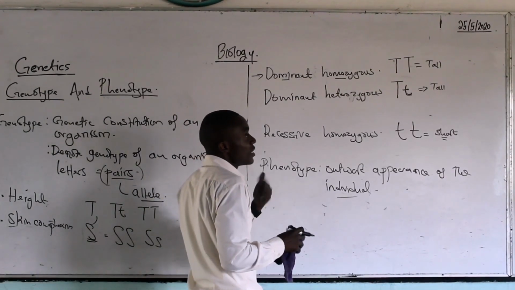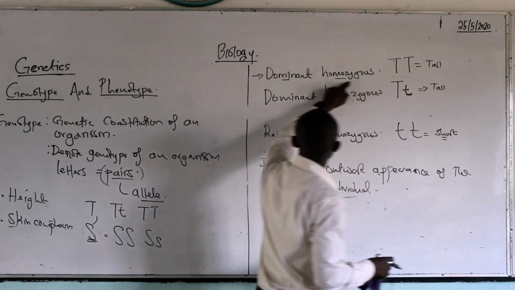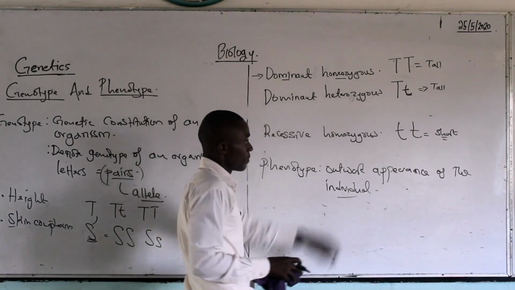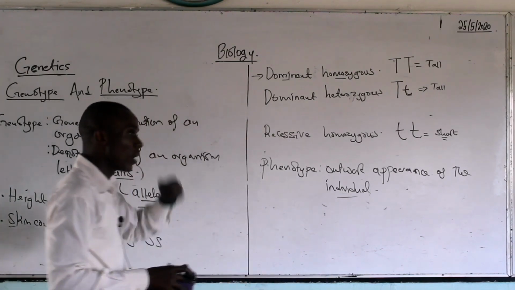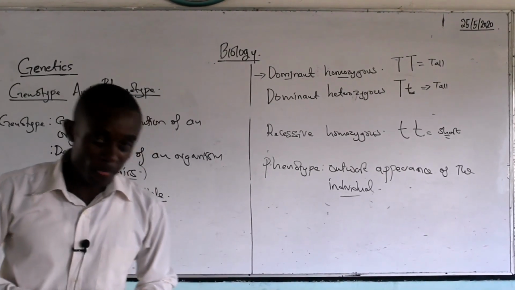Perhaps this has explained to you that when you see someone is tall, that means in their genotype they are either homozygous tall or heterozygous tall. We are going to seek much deeper as we go by. So that marks the end of our lesson.